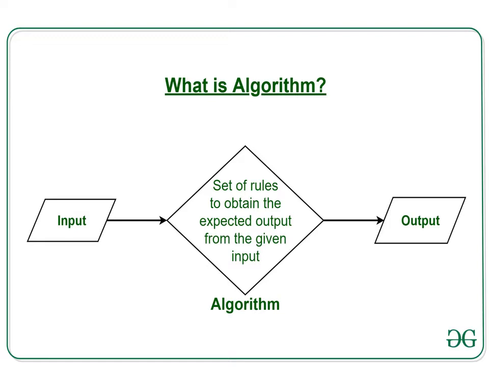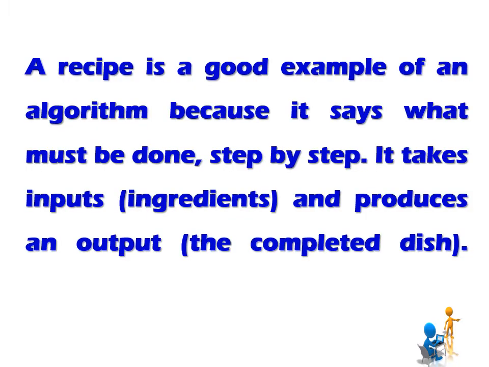Firstly, it takes input and after the algorithm procedure, it will produce output. What is an algorithm here? A set of rules to obtain the expected output from the given input is considered an algorithm procedure. Let me explain by one example.